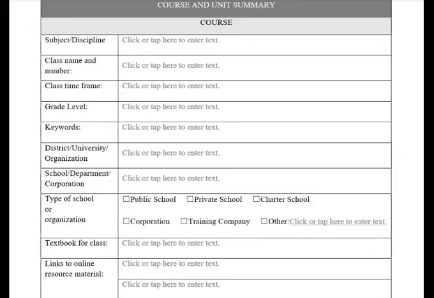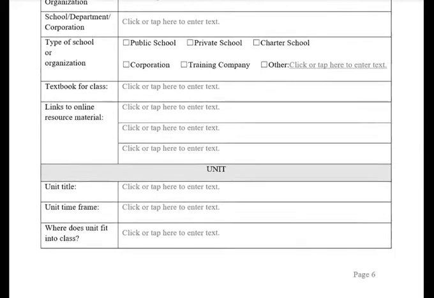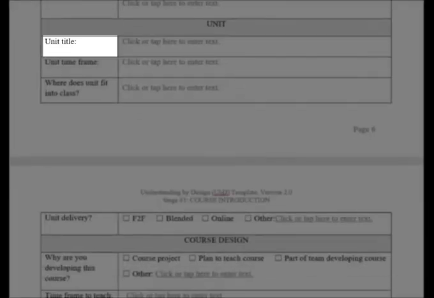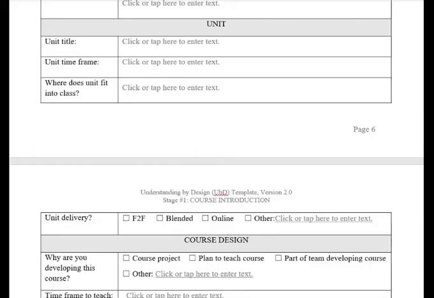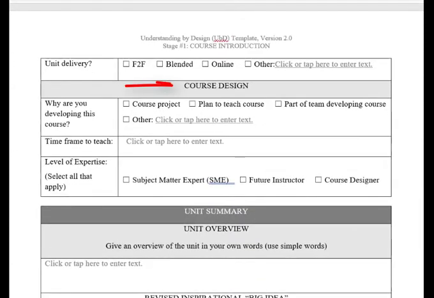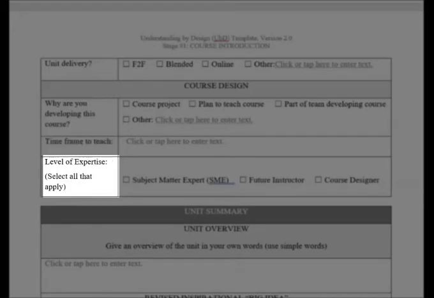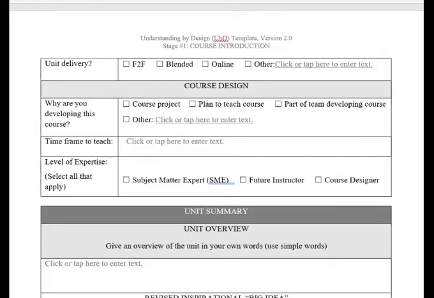Once we've identified this information about the course, we will identify information about the unit, including the unit title, the unit time frame, where the unit fits into the class, and how the unit will be delivered. Once we identify these methods, we will then identify how the course will be designed, such as why you are developing this course, the time frame to teach, or the level of expertise that you have.